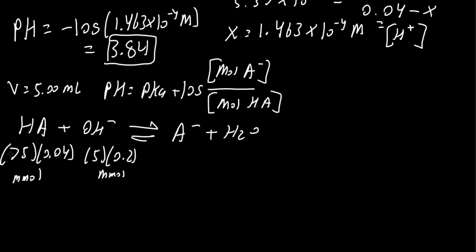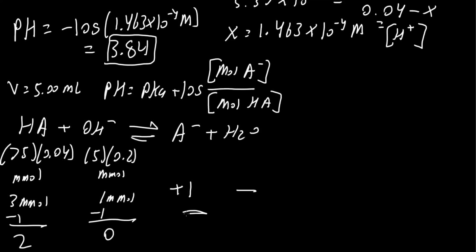So 75 times 0.04 would be 3 millimoles. 5 times 0.2 would be 1 millimole. We subtract 1, subtract 1, and then we add 1 here. And so we would get 0, 2, and then this right here is 1.